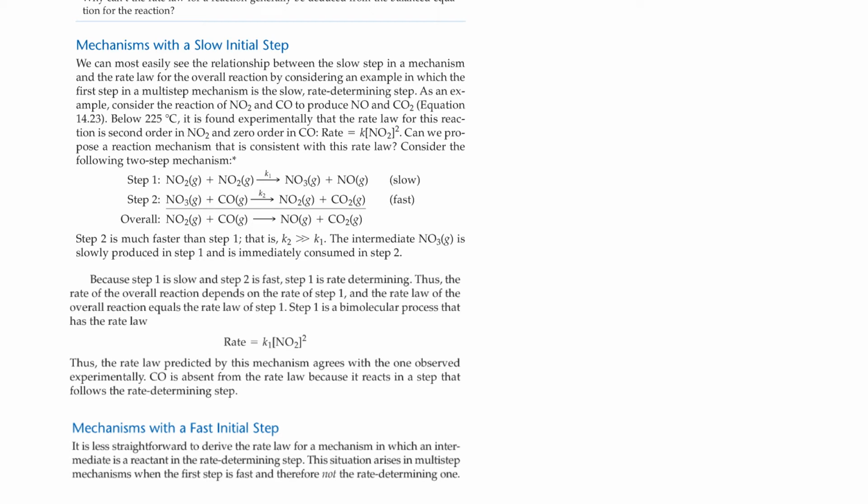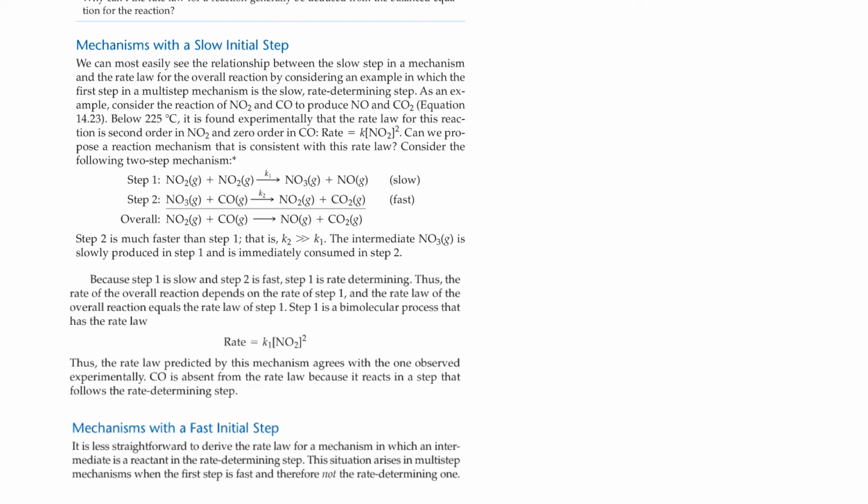As an example, consider the reaction between nitrogen dioxide and carbon monoxide to produce nitrogen monoxide and carbon dioxide, Equation 14.23. Below 225 Celsius, it's found experimentally that the rate law for this reaction is second order in nitrogen dioxide and zero order in carbon monoxide. So the rate equals k times the concentration of nitrogen dioxide squared. Can we propose a reaction mechanism that is consistent with this rate law? Consider the following two-step mechanism.